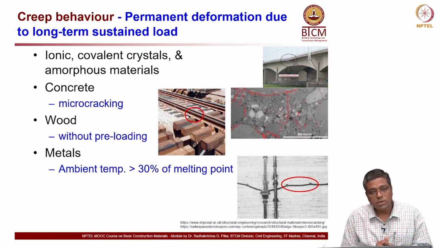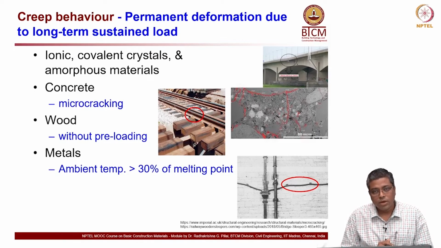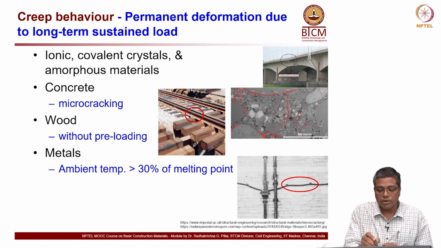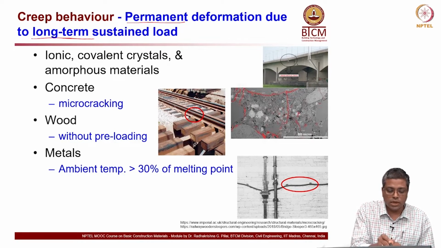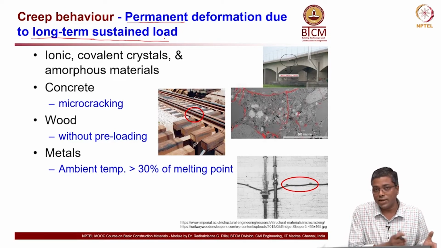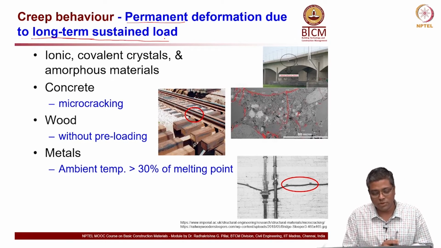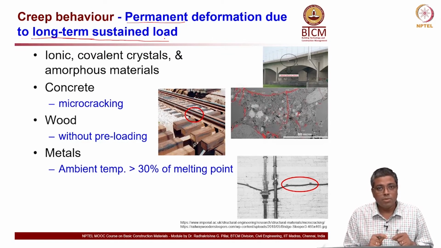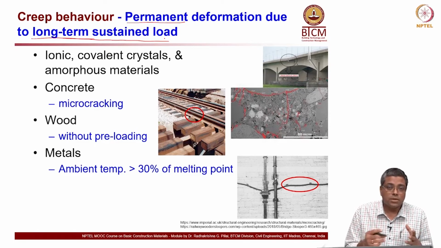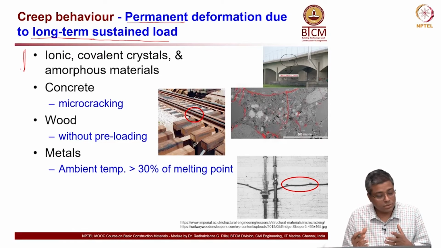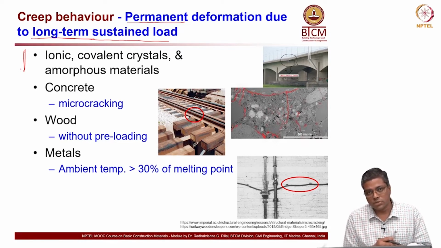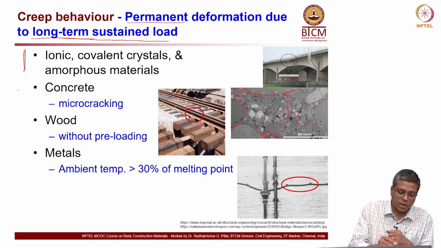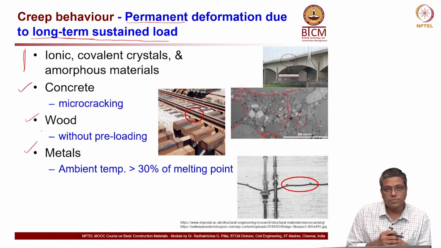Now, another behavior which is important here is creep. Here also we are talking about permanent deformation, okay, but this is mainly due to long term sustained load, not short term load like in the case we just discussed in the previous slide, which is viscous behavior. Here: permanent deformation and long term sustained load. Now, where does this typically happen? In materials where you will see ionic, covalent and such bonds, and also amorphous materials. Examples are concrete, wood and metals.